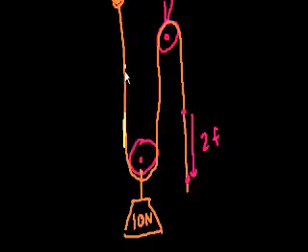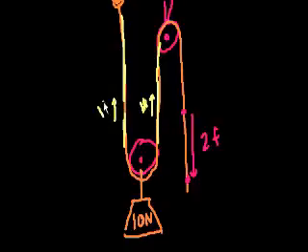Between this side and this side. So if I make this side of the rope shorter, I mean, the rope goes through the whole thing. But if I take this side of the rope and I pull down by 2 feet, what is going to happen? Well, this is going to get 1 foot shorter. This rope is going to get 1 foot shorter. And this length of the rope is going to get 1 foot shorter.